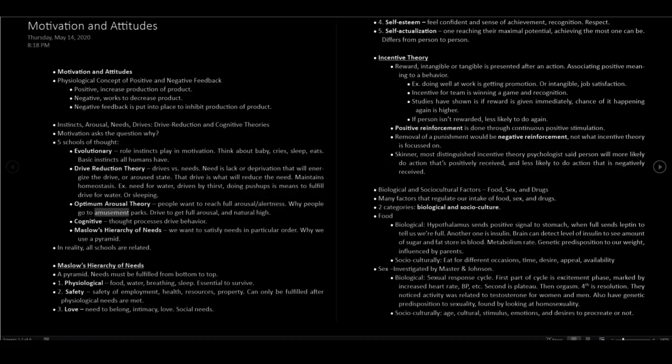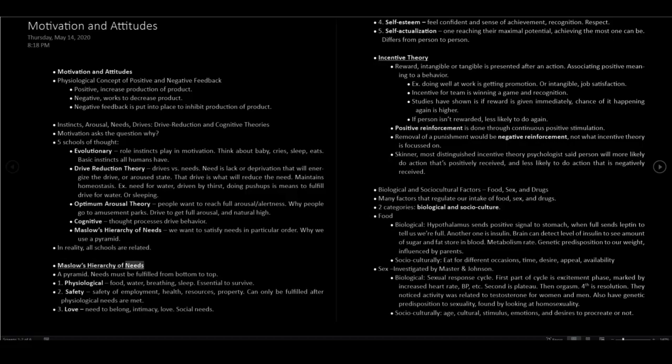Optimum arousal theory: people want to reach full arousal or alertness. That is why people go to amusement parks. The drive is to get full arousal and a natural high. Cognitive thought processes drive behavior. Maslow's hierarchy of needs: we want to satisfy needs in a particular order, which is why we use a pyramid. In reality, all schools are related.